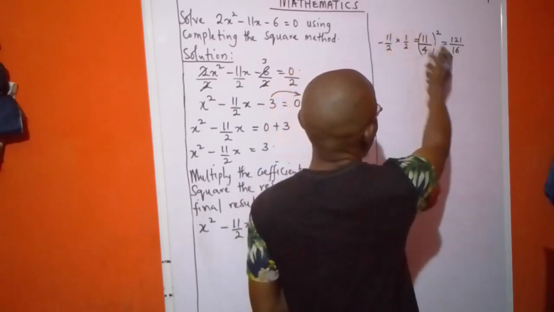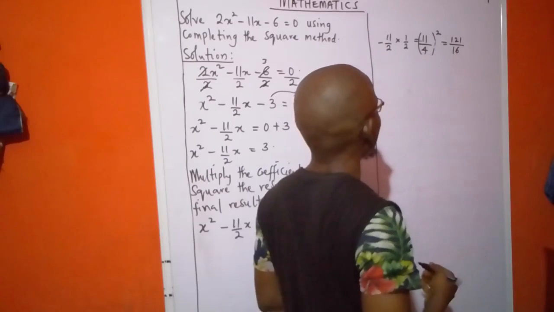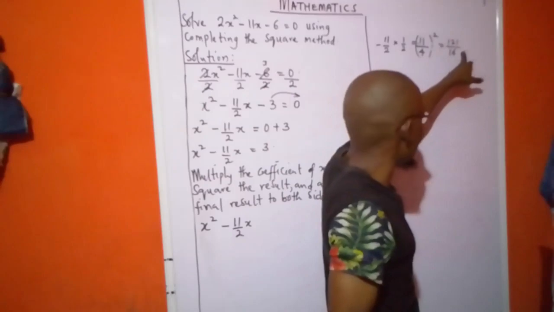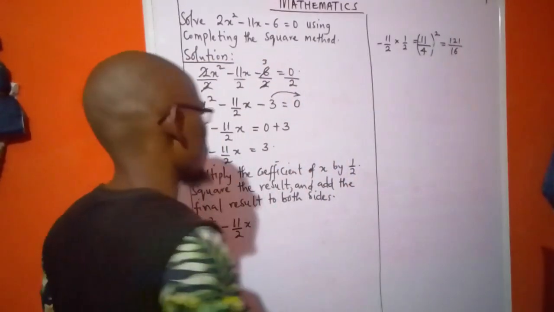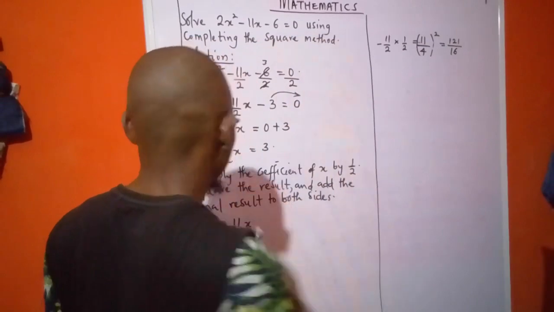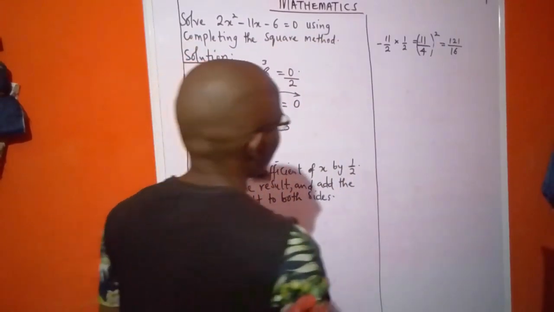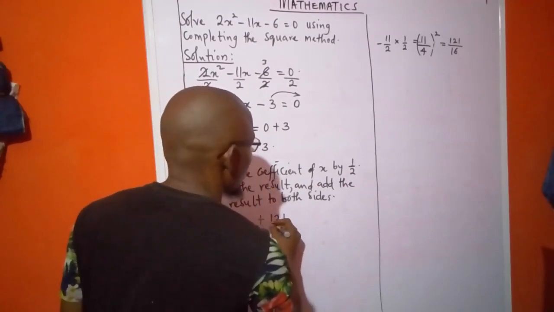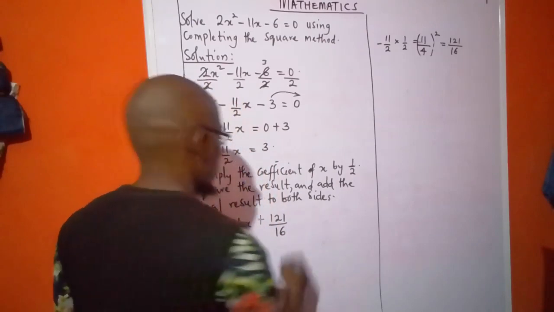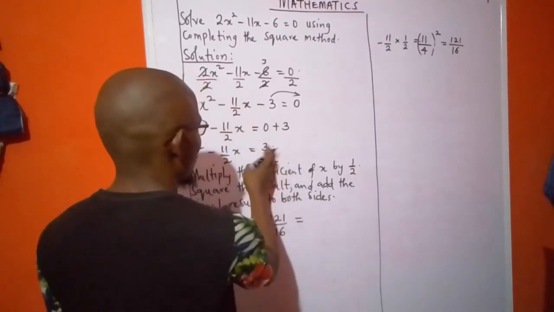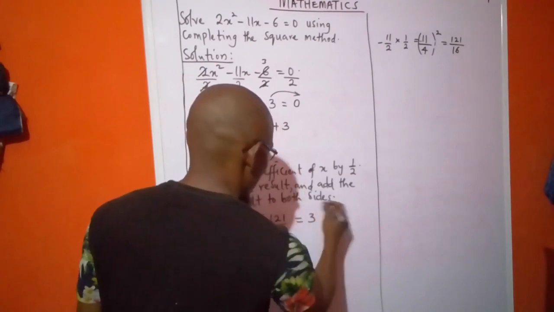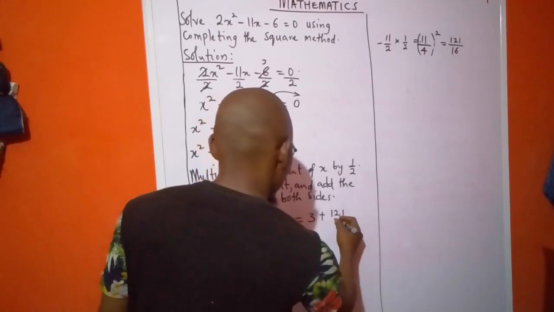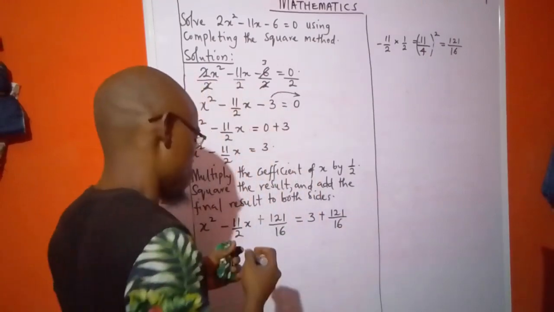So which means minus 11. This will be giving us minus 11 over 4 all squared. So when you expand it, you still arrive at this. Okay. So in this case now we are having it to be plus 121 over 16. It's equal to, what do we have here? 3 we had plus 121 over 16. Okay.